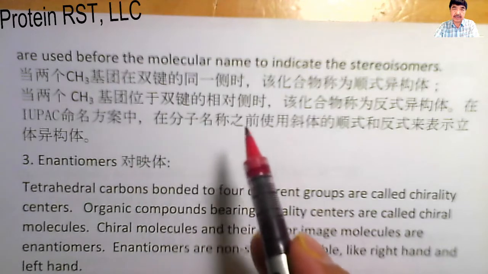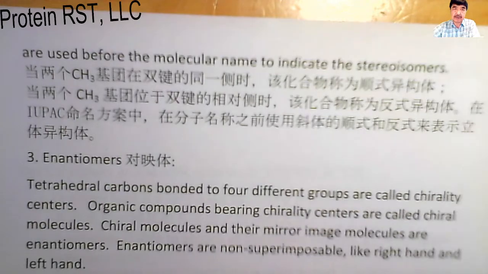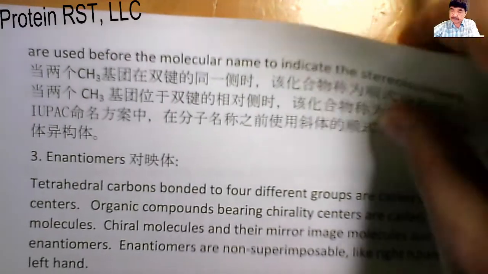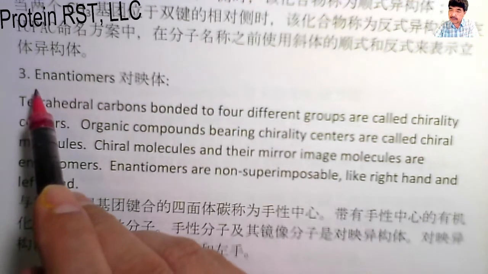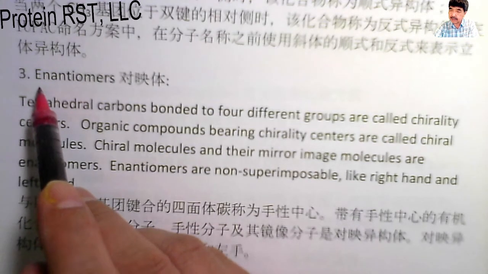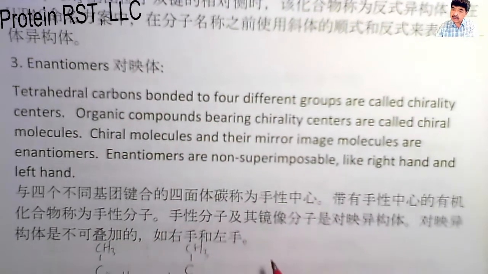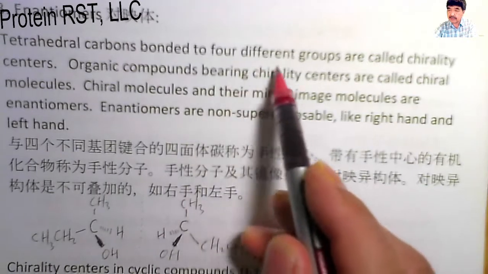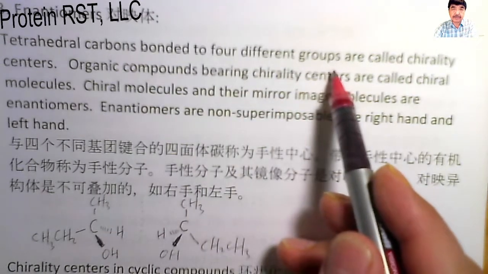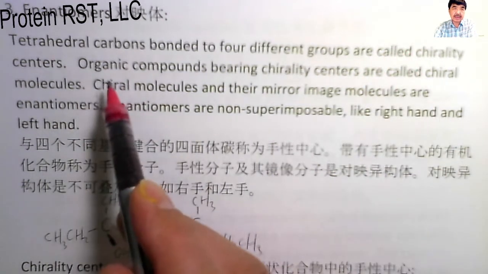The third type is called enantiomers. Tetrahedral carbons bonded to 4 different groups are called chiral centers.